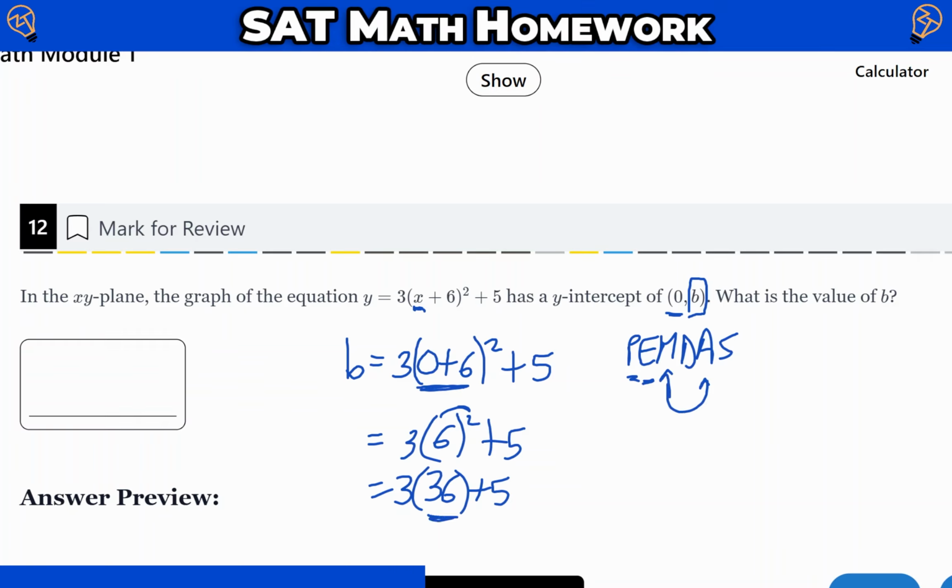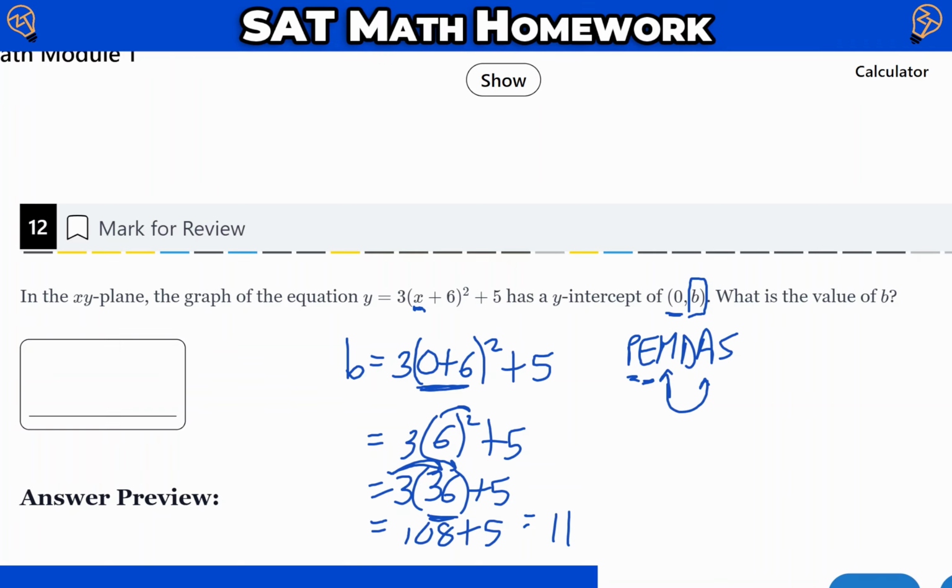And I like to do a multiplication shortcut. Since 36 is really 30 and 6, we could distribute the 3. 3 times 30 is 90. 3 times 6 is 18. 90 and 18 is 108. And then when you add it to the 5, we get our final answer is 113.